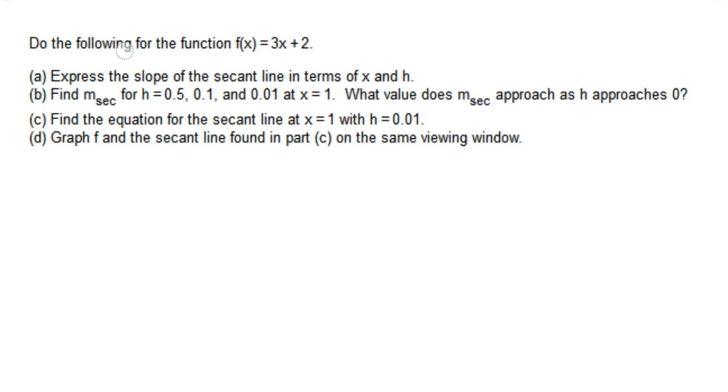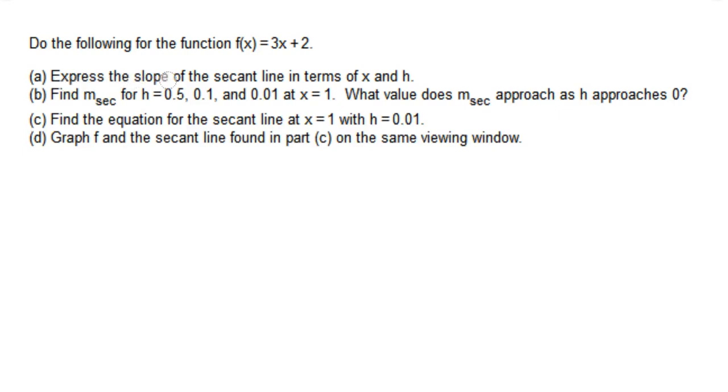In this question, we want to do the following for the function f of x equals 3x plus 2. In part A, we express the slope of the secant line in terms of x and h. In part B, find the slope of the secant line for h equals 0.5, 0.1, 0.01 at x equals 1. What value does the slope of the secant line approach as h approaches 0? Find the equation of the secant line at x equals 1 with h equals 0.01, and graph f and the secant line found in part C on the same viewing window.